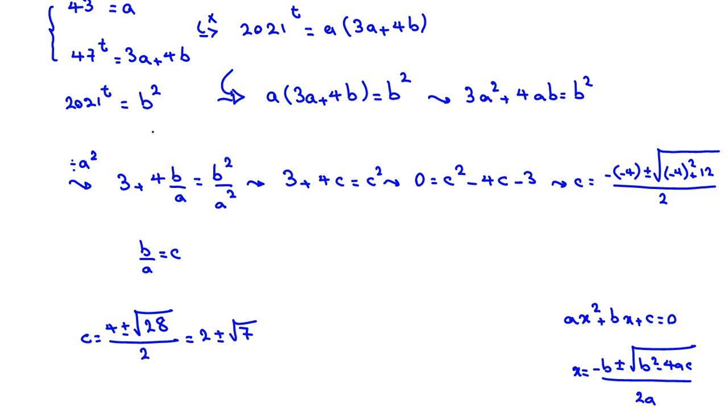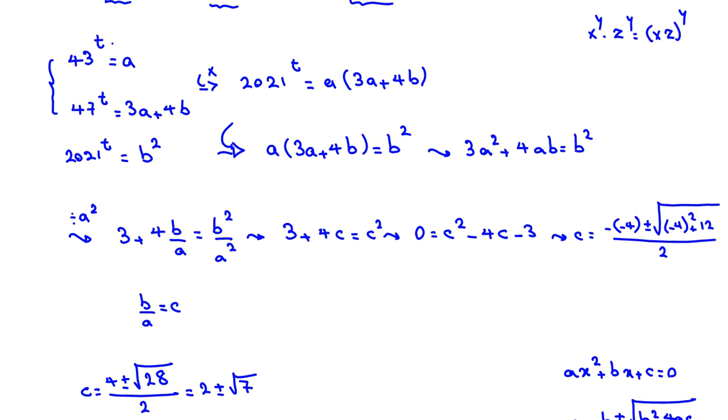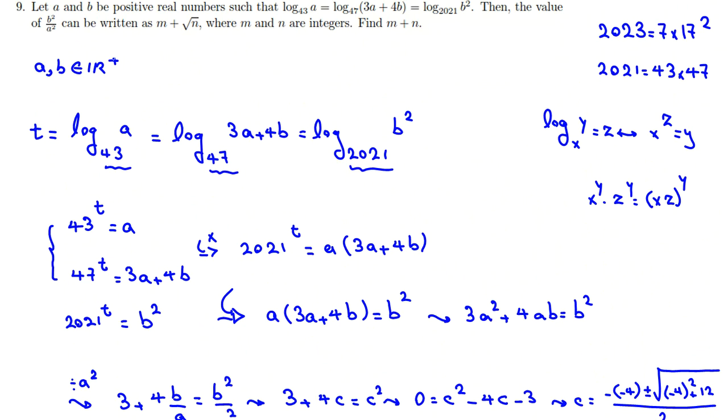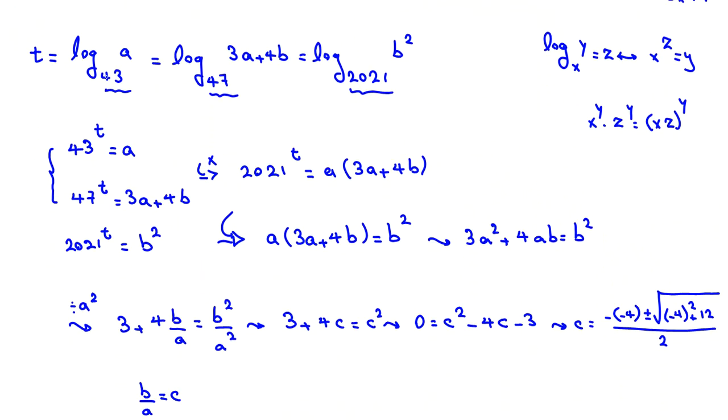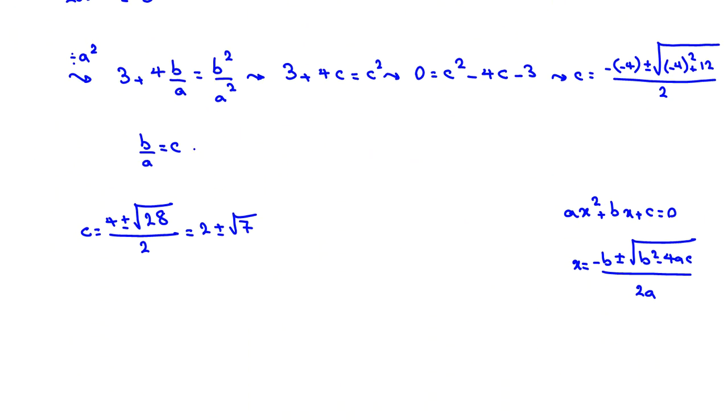And now, because we know a and b are positive, the problem says a and b are positive real numbers, so we can say c is positive. If we select the negative, it will be negative, because 2 minus root 7 is negative, so we should select the plus: 2 plus root 7 is c. But the problem wants b squared over a squared. Because b over a is c, we should calculate c squared, and it will be 2 plus root 7 squared.